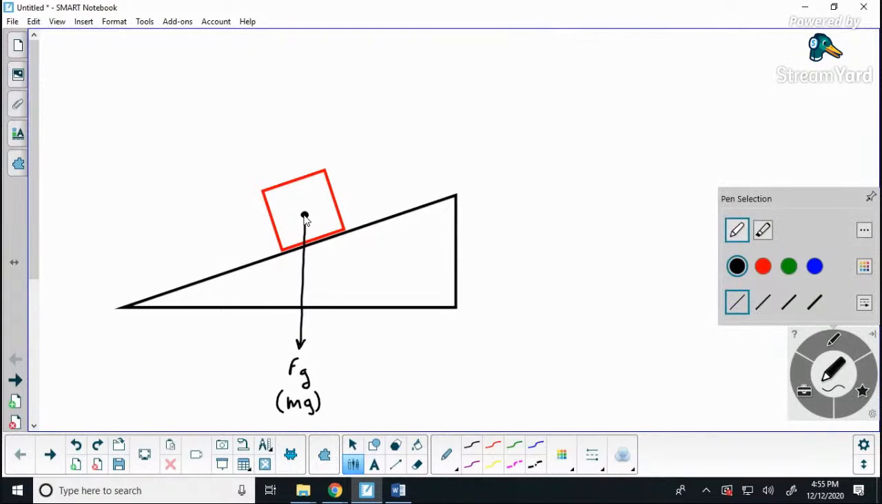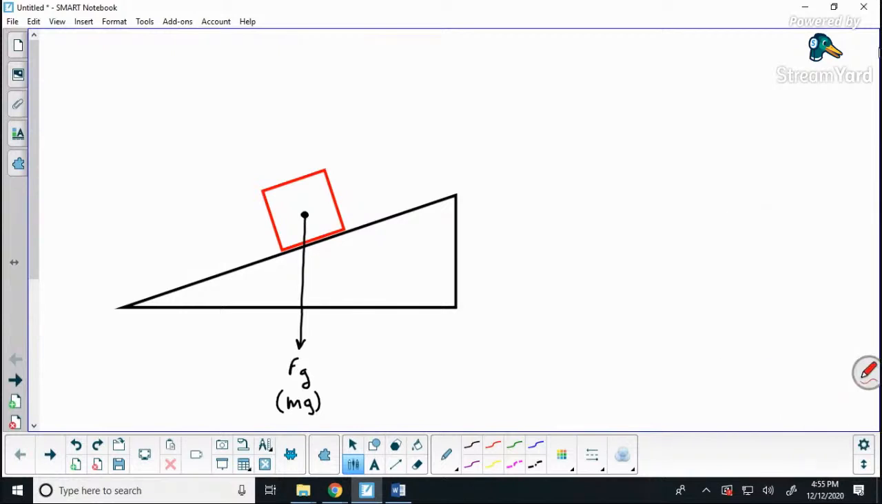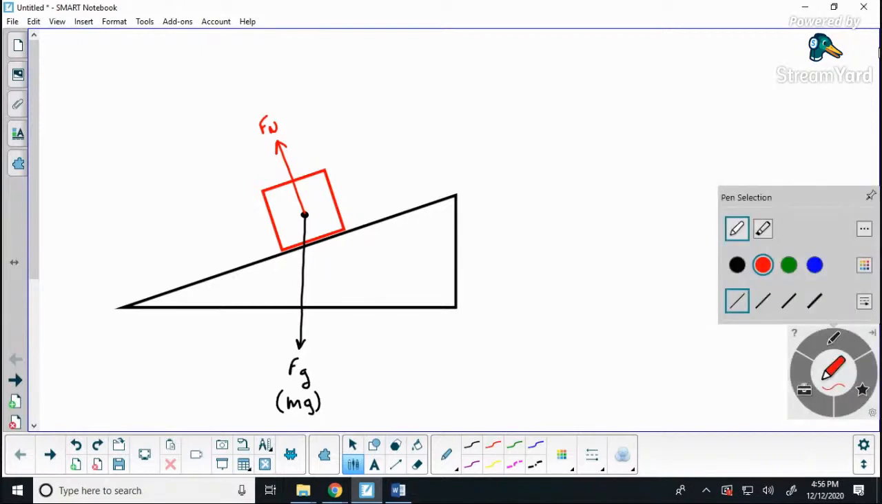The second force that's always going to be present if it's sitting on something is force normal. And recall from the previous video that force normal is always acting perpendicular to the surface on which the object is sitting. So as a result, force normal acting perpendicular is going to be at this angle. That's my force normal.